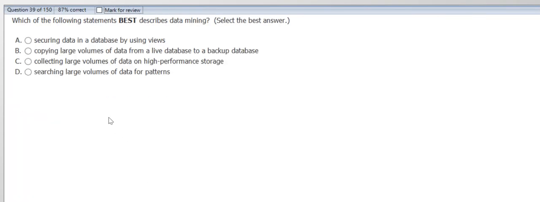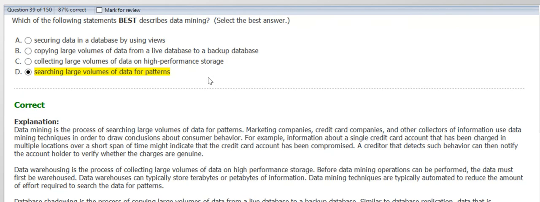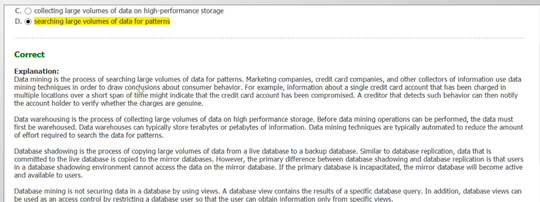Okay, which of the following is data mining: securing the data, copying large volumes of data from a live database to a backup database, collecting large volumes of data, or searching large volumes of data for patterns? So let's see the answer. Yes, data mining is the process of searching large volumes of data for patterns. Marketing companies, credit card companies, and other collectors of information use data mining techniques in order to draw conclusions about consumer behavior.